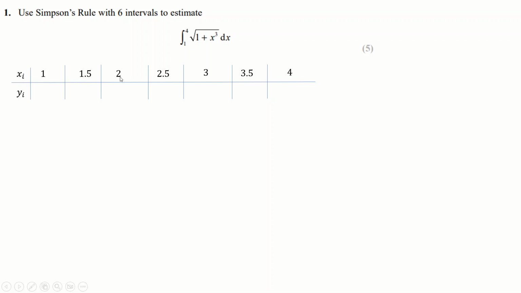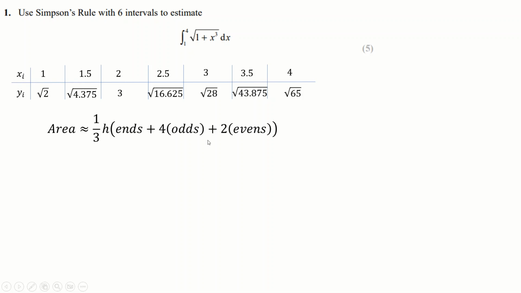root 1 plus x cubed, and we get all of our y values, which are all of these. I left them as roots just because it was easier for me to type that way. You can write them all as actual decimals if you want to. And then Simpson's rule, you can just use this. You don't need to do anything intelligent.